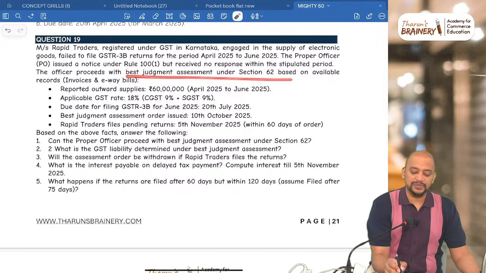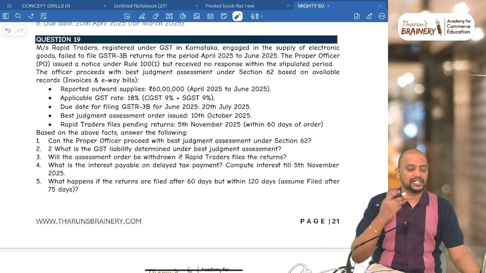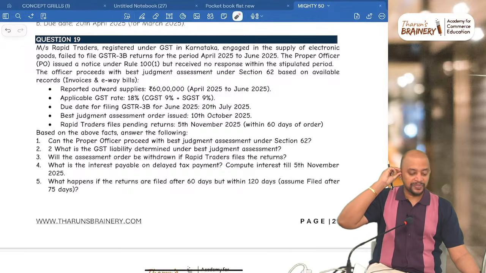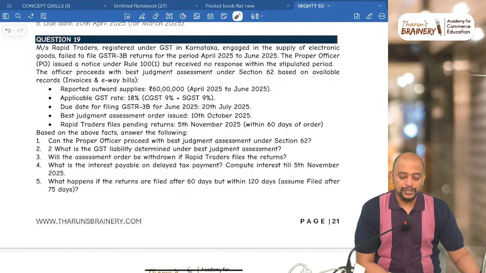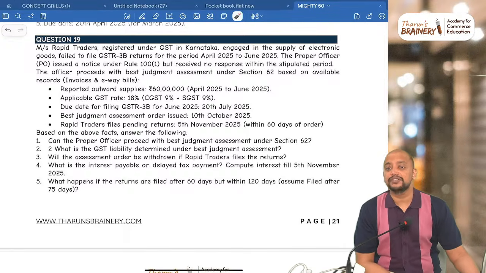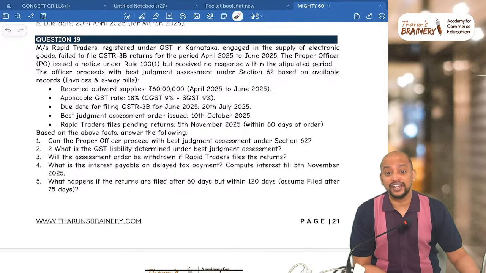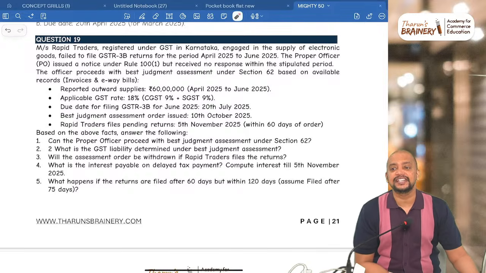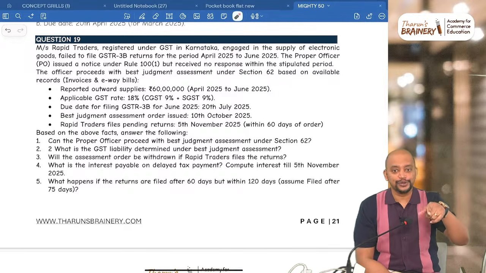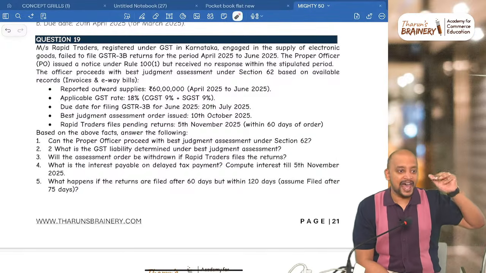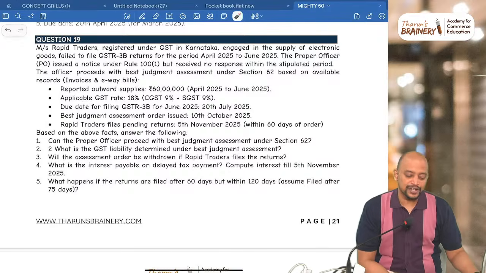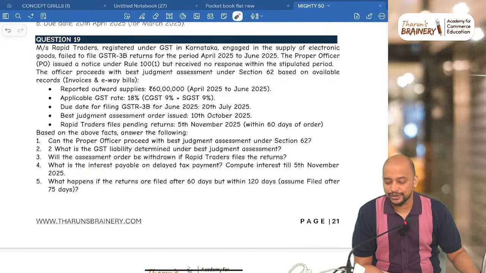Okay, so that's what they did. They initiated best judgment assessment under section 62 based on the available records, that is invoices and e-way bills. Now, reported outward supplies 60 lakhs April 2025 to June 2025, means GSTR 1 we would have filed, maybe 3B we would not have filed. Or we would have added the invoices in one, also not filed. Still the data is captured by the department in 2A. So actually in your 2A, you know that supplier just adds the invoice, it will be reflected. Not necessary that he need to file. So if he adds the invoice, the data will be captured. So therefore data is available with the department, or even they will take the bank statement and based on that also they will calculate.